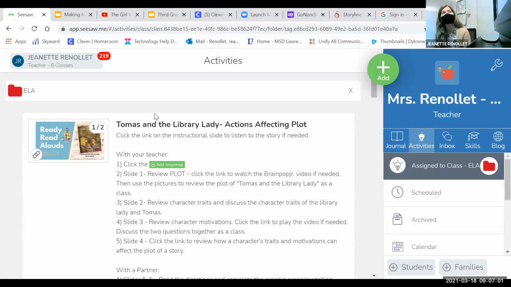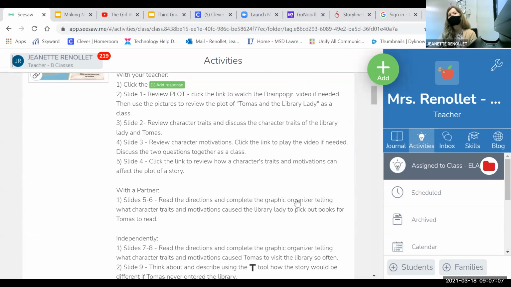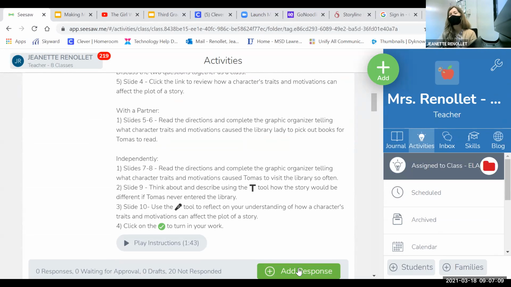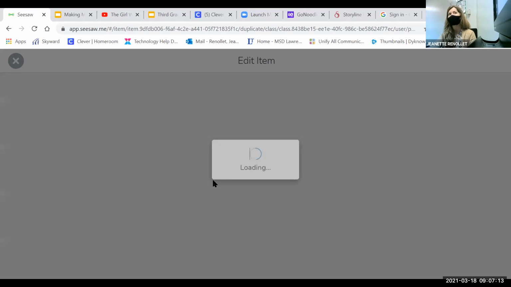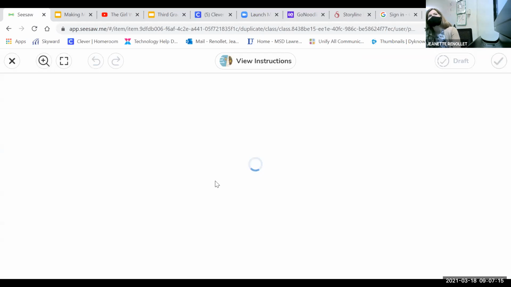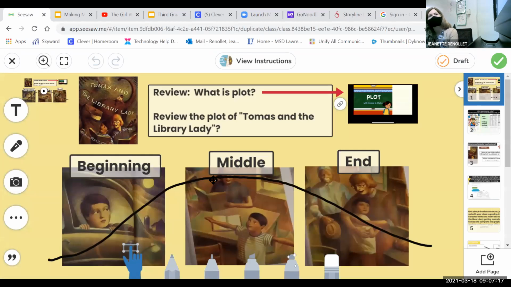All right, our task is called Tomas and the Library Lady, Actions Affecting the Plot. Plot is that important word that describes the beginning, the middle, and the end of a story. Please open your task with me, and let's start by looking at slide number 1.